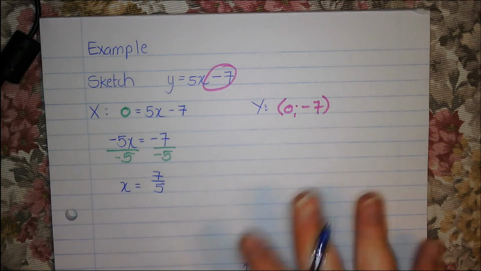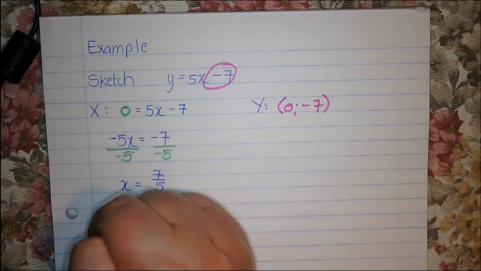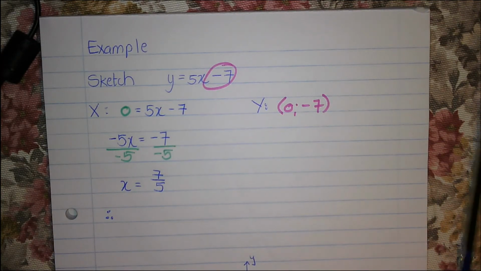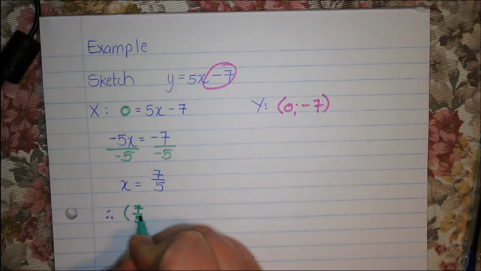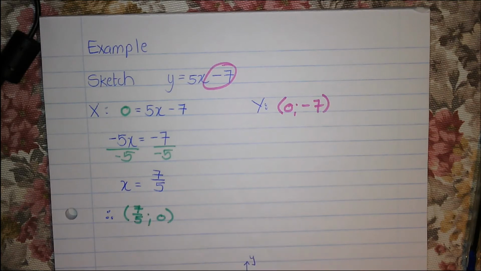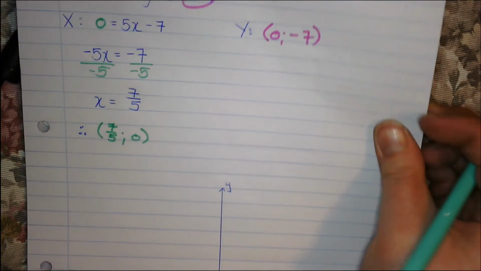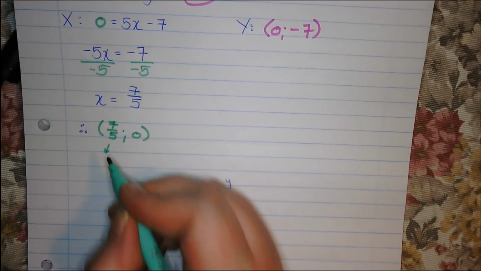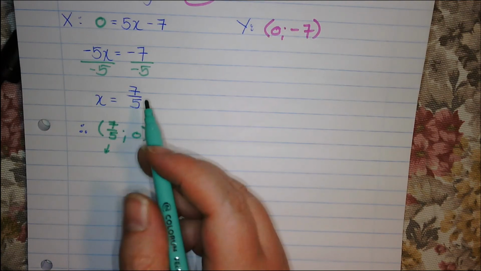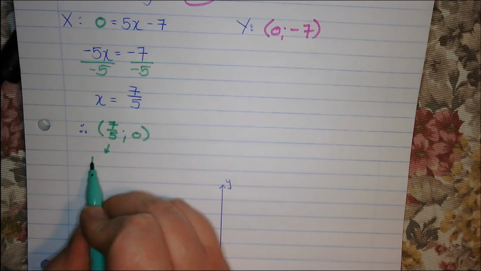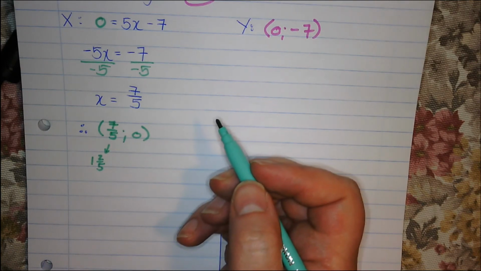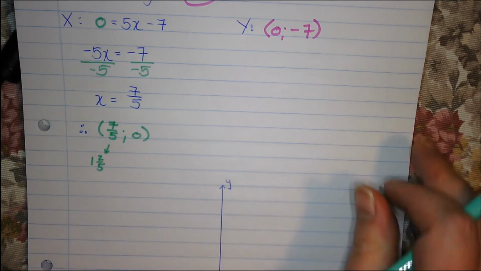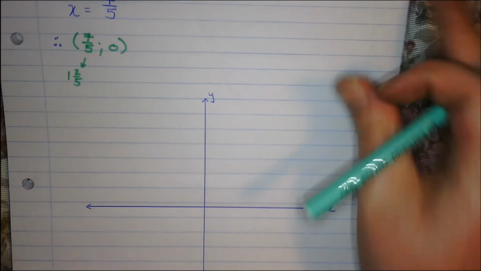Now, a lot of people panic at this point and they go, okay, I have no idea what to do. How am I going to sketch this? 7 over 5 is the x value and 0 is the y value. Alright, so this is roughly, let's try and remember, this is 1 and 2/5. And you can also use your calculator to convert it into a decimal. So this is just after 1.